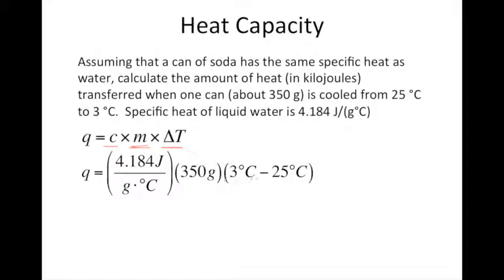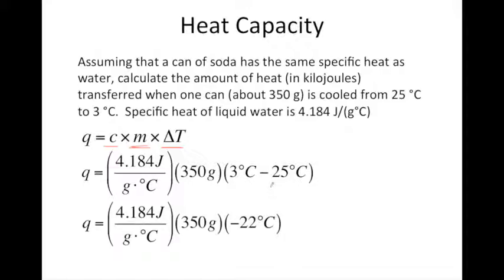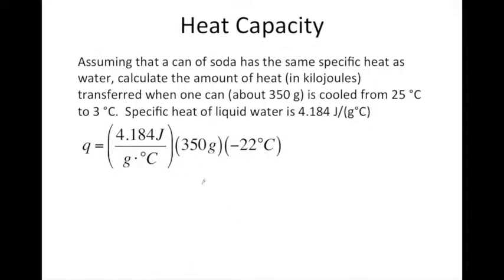Now we want to start out by calculating what's in parentheses, our change in temp. And here, it's always final minus initial. Be careful. Now we get a negative 22 degrees Celsius. Now if we take this and multiply it all out, we get a Q value of negative 32,000 joules or negative 32 kilojoules. Now briefly, this negative sign is very important in thermodynamics when we're studying heat transfer.